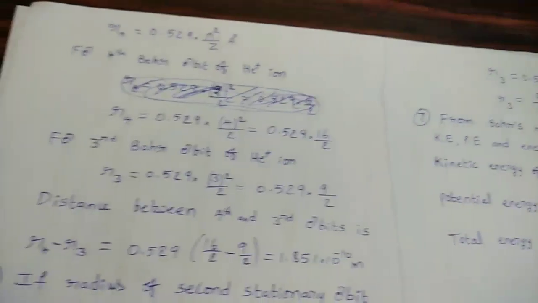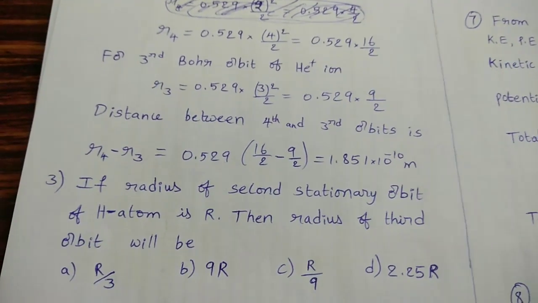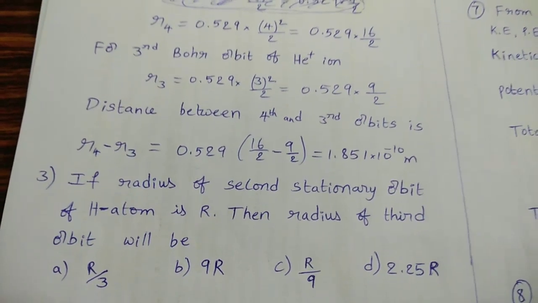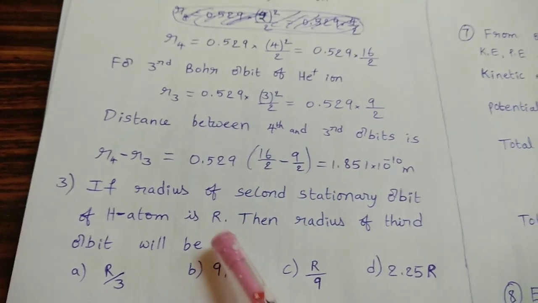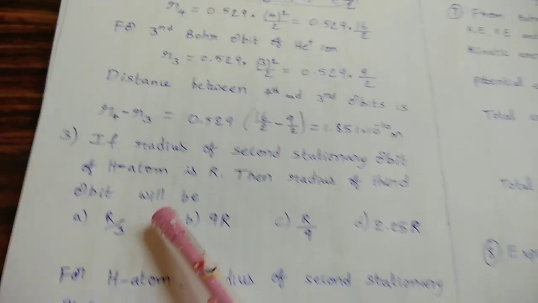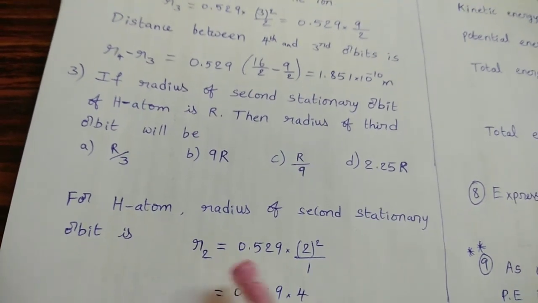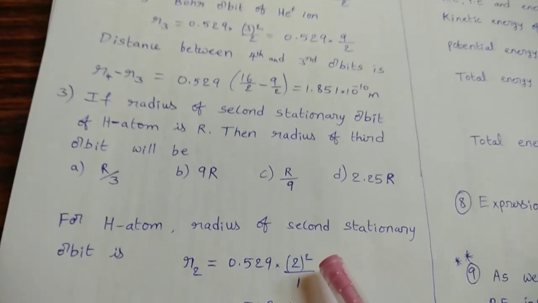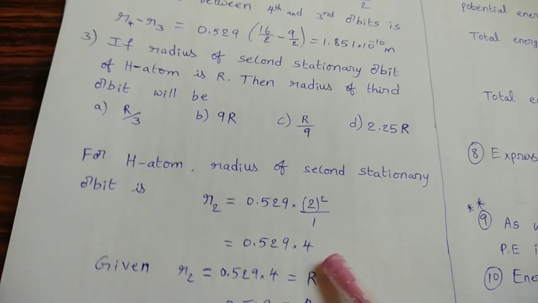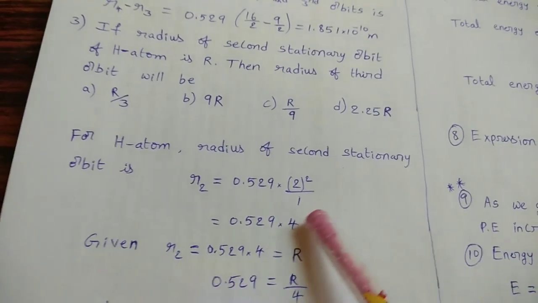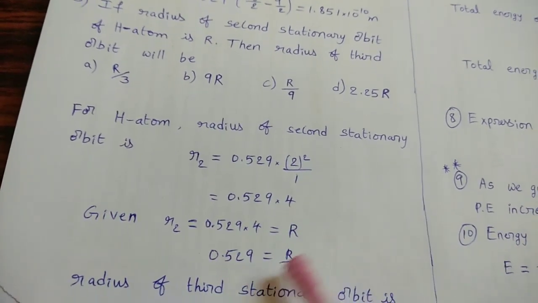Okay, so these are numericals related to radius. See the next one. If the radius of the second stationary orbit of hydrogen atom is capital R, then what is the radius of the third orbit? For hydrogen atom, the radius of the second stationary orbit R2 equal to 0.529 into n square by Z. So n value 2 square by 1, that equals this. Given R2 is equal to capital R, so equalize this value to capital R, then we get this.